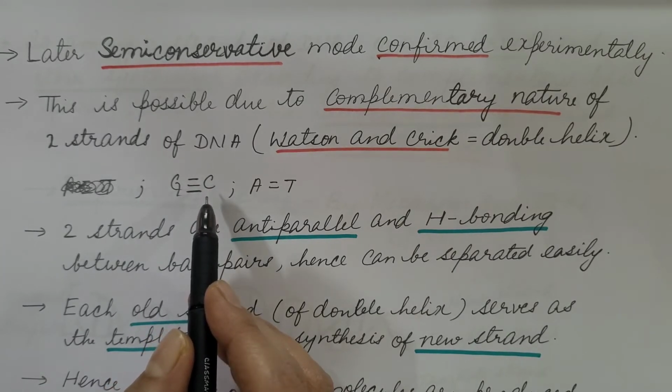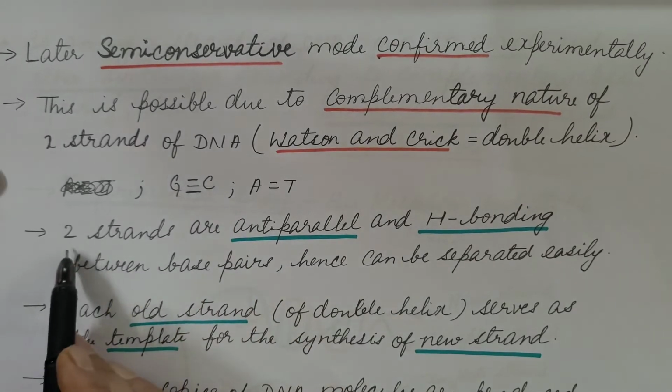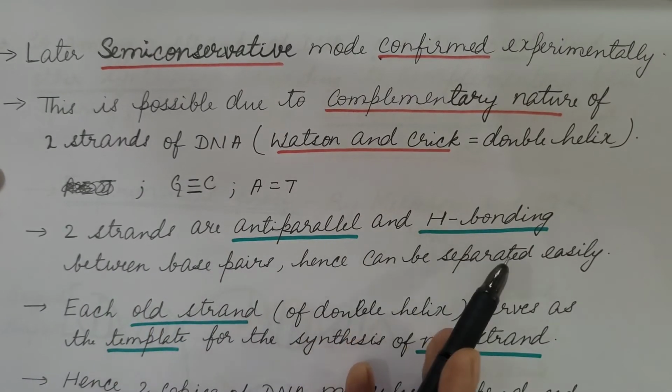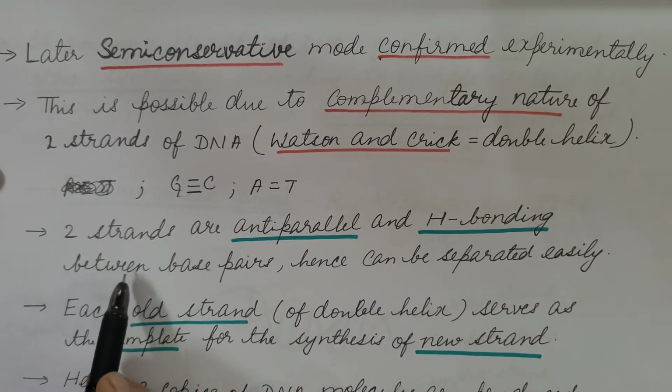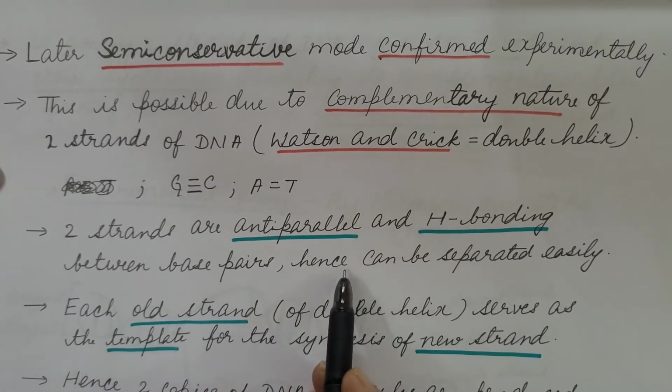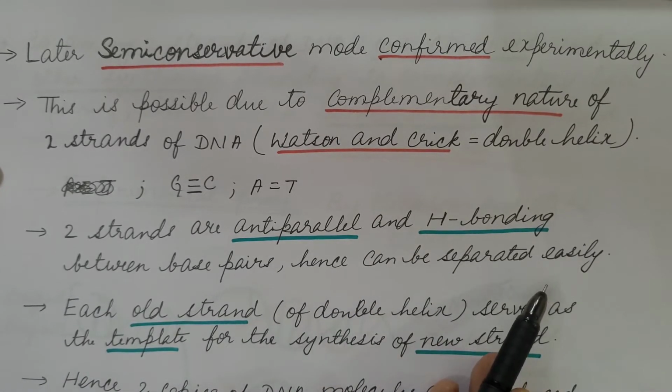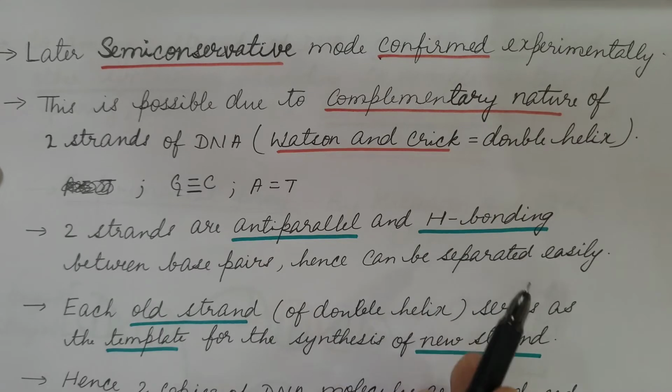We have already discussed the structure of double-stranded DNA. You can refer to my video. The link is given in the description box. The two strands are antiparallel and hydrogen bonds are present between the complementary base pairs. Hence they can be separated easily because it is easy to break hydrogen bonds.